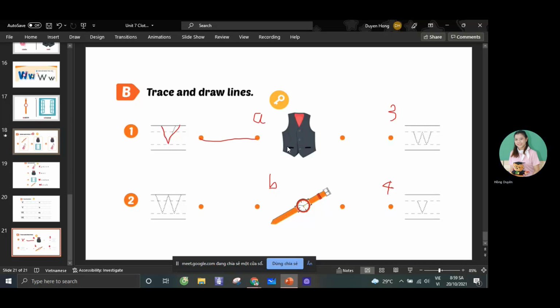Picture A. All right. Picture A, what's that? What can you see in picture A? Vest. So we have vest. All right, good. So number 1, V. With A, vest. All right. Thank you, Kay. Thank you, Sky. So nice. Mina.